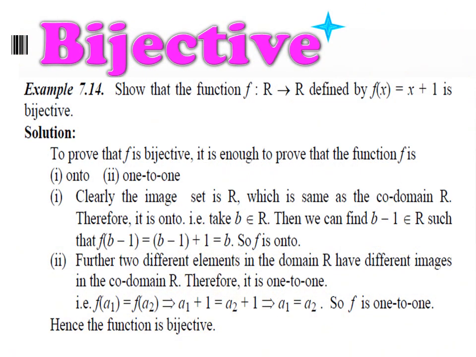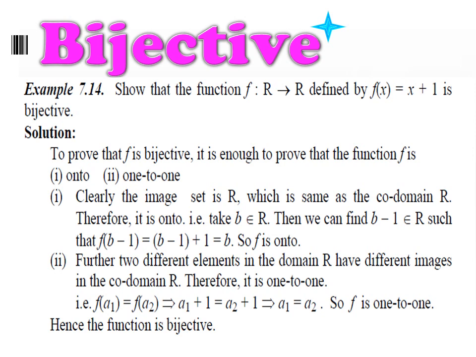What is meant by bijective function? To prove it is a bijective function, it is enough to prove one-to-one and onto. Here we have the sum f from R to R. The domain is R and also the codomain is R. f of x is equal to x plus 1. Then clearly the image set R is the same as the codomain R. Therefore it is an onto function.